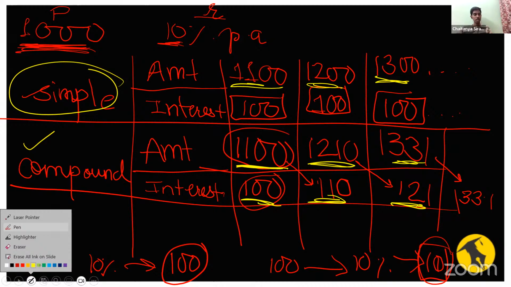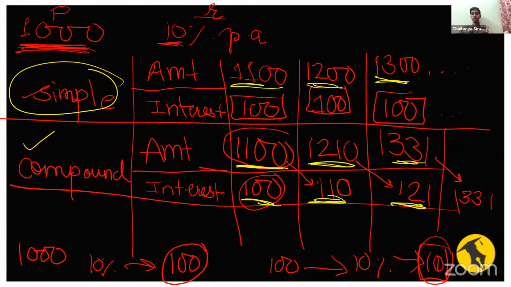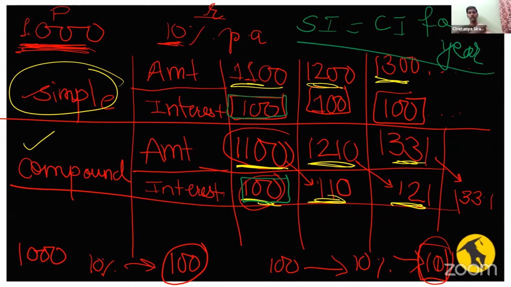One key learning or one key note which you should make in your copy is that the interest for first year, let it be simple interest or compound interest, is always equal. So I'll write it somewhere here. Simple interest equal to compound interest for 1 year, first year. All right. This note can be very helpful when you solve few questions.